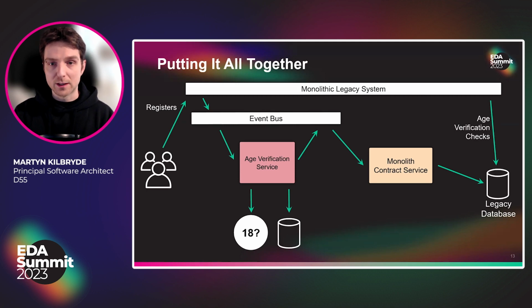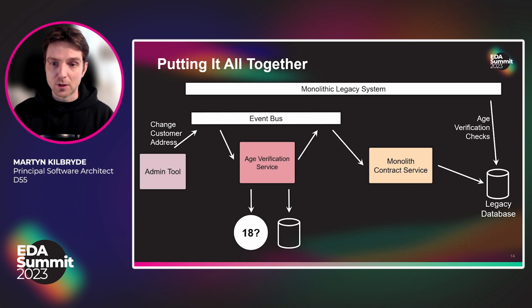When this was in place, we then made a subsequent change to do age verification when a customer's address was changed, for example. A small change was made so that the administration tool would also publish the same kind of event notification. In this case, it's a change customer address type event, but that was routed in the event bus to the age verification service such that the age verification service would run the same functionality as when a user registered, and then the rest of the system would stay as is.